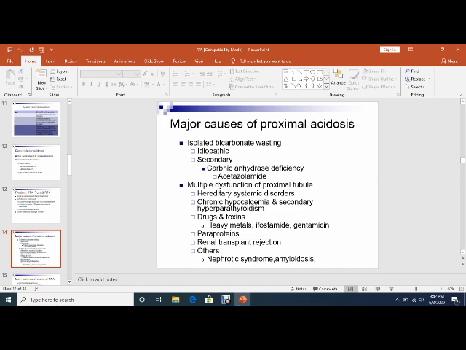Multiple dysfunction of the proximal tubule due to hereditary systemic disorders or chronic hypocalcemia and secondary hyperparathyroidism. There are some drugs and heavy metals, especially the aminoglycoside group, gentamicin, tobramycin, as well as paraproteinemia, renal transplant rejection, and sometimes glomerular disease or secondary nephrotic syndrome, in which deposition of amyloid takes place, that also leads to proximal renal tubular acidosis.